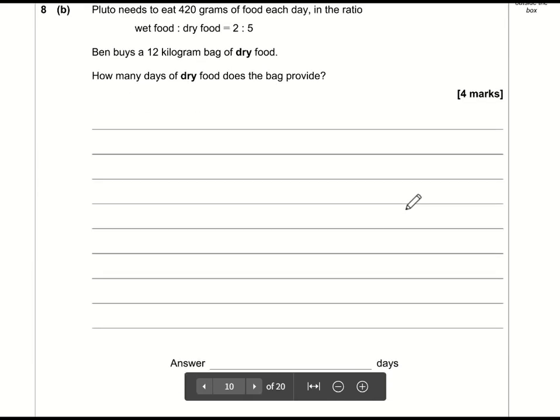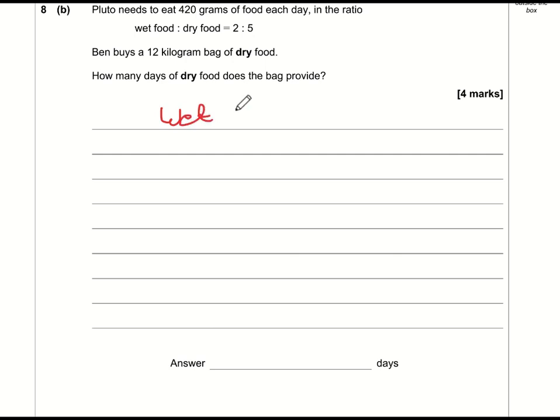Okay, let's move on to part B. So the ratio of wet to dry is 2 to 5.